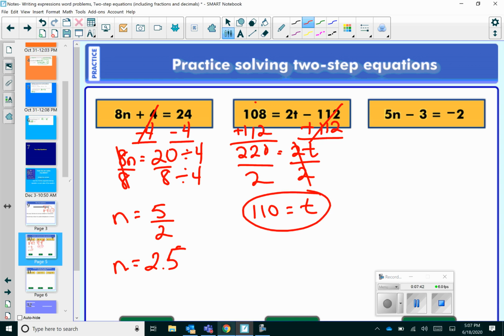Moving on to the one furthest to the right, my constant is 3. It's subtraction, so we're going to add. That leaves me with 5n on the left, and negative 2 plus 3 is a positive 1. And my last step is to divide through by 5, and that's going to leave me with n equals 1/5.